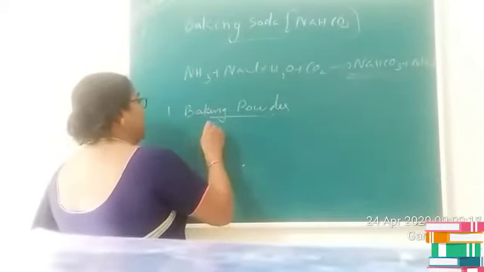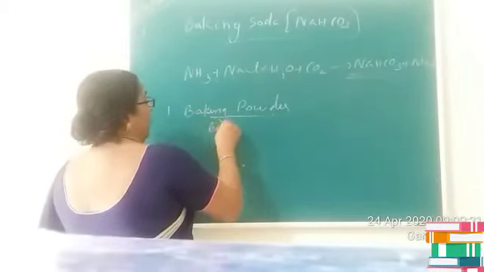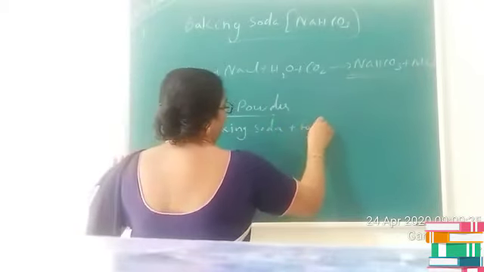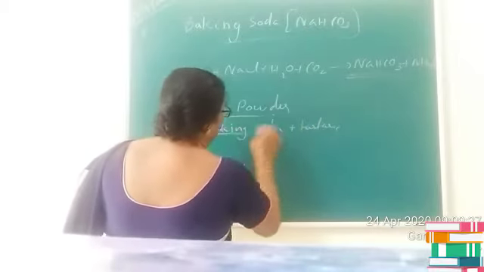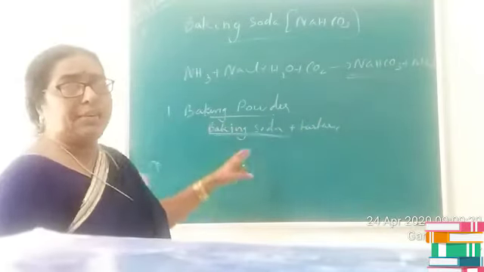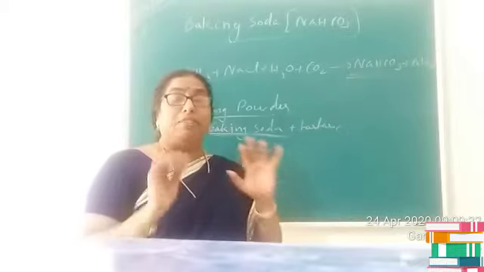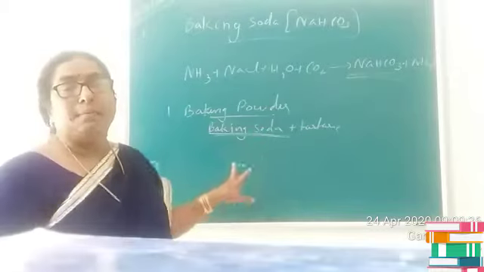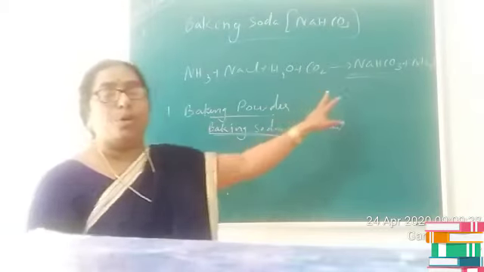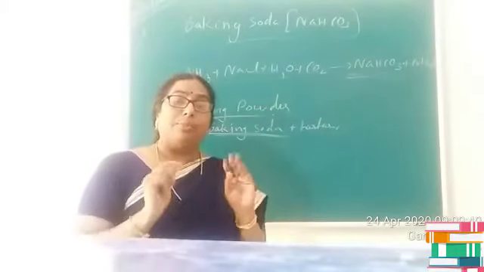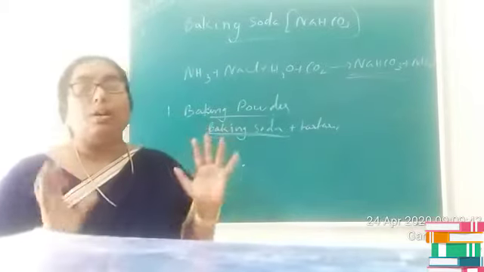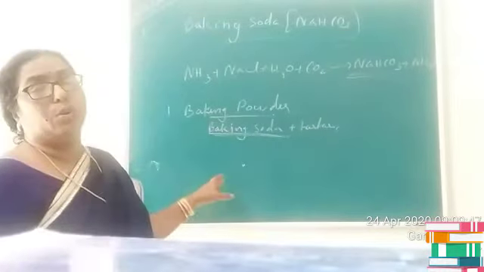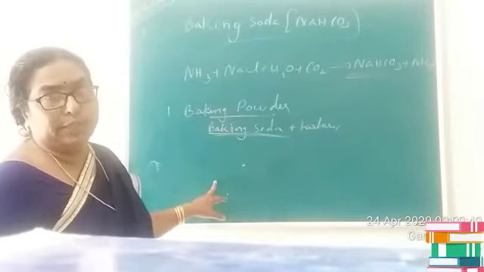Is it clear? It is a mixture of baking soda and tartaric acid. Here baking soda decomposes and produces carbon dioxide, which makes things spongy or fluffy, and tartaric acid is used to avoid the bitter taste of sodium carbonate which is produced there.